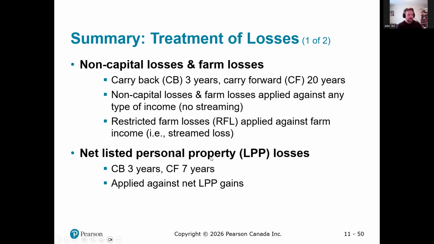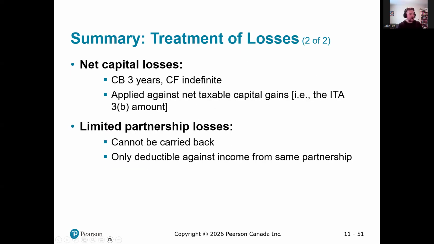Net listed personal property losses, which we talked about in an earlier video, can carry back 3 years, carry forward 7 years, and are only applied against net LPP gains. Our net capital losses carry back 3 years and carry forward indefinitely, but they can only be applied against net capital gains. Limited partnership losses cannot be carried back and are only deductible against income from the same partnership.